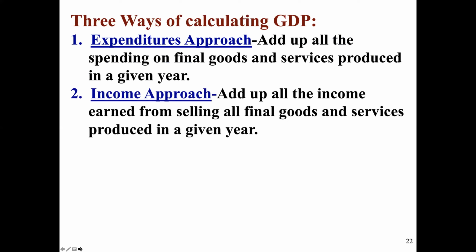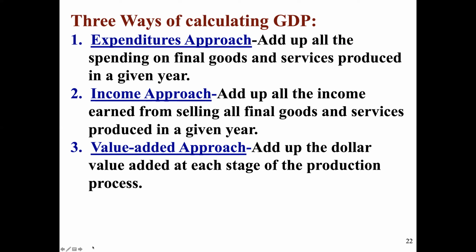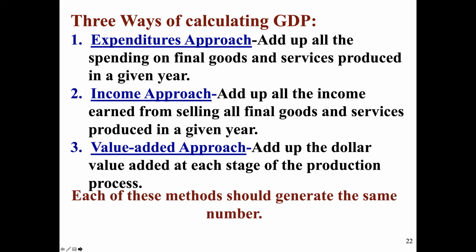The income approach is you add up all the income earned from selling all those final goods and services produced in a given year. And then the third and final approach is the value added approach, where you add up the dollar value added at each stage of the production process. Here's the key idea from this slide. In theory, all three of these methods should generate the same number.